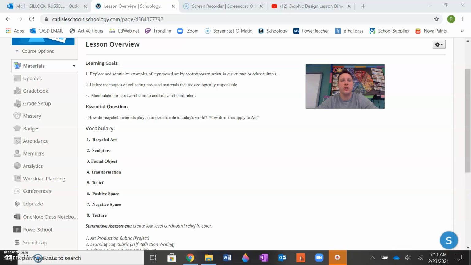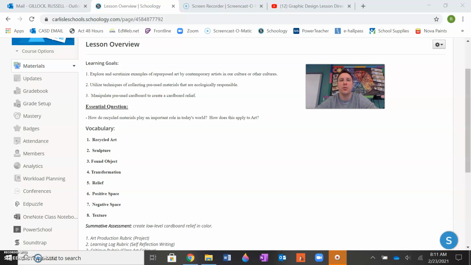So the first thing we're going to do in this unit is we'll explore and scrutinize examples of repurposed art by contemporary artists in both our culture and other cultures. So we're looking at current artists who are alive today who are making these artworks using recycled materials, both in our culture and others. Then we're going to utilize techniques of collecting pre-used materials that are ecologically responsible. And lastly, we're going to manipulate pre-used cardboard to create a cardboard relief.